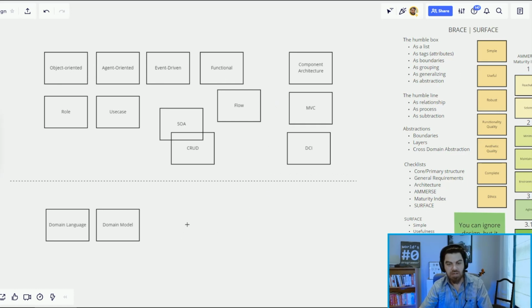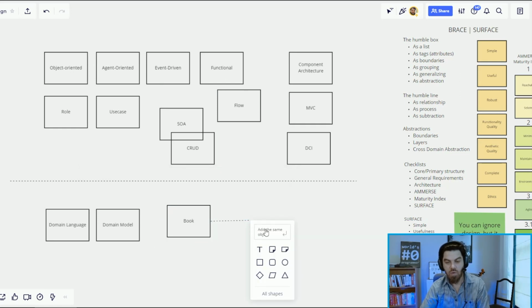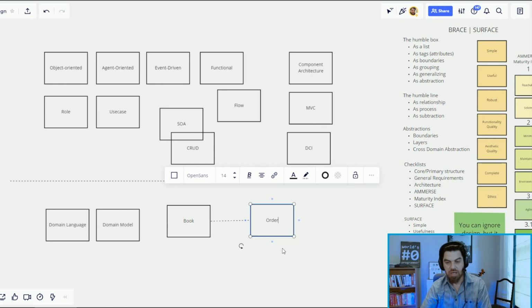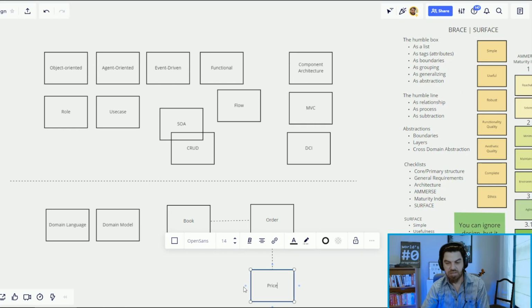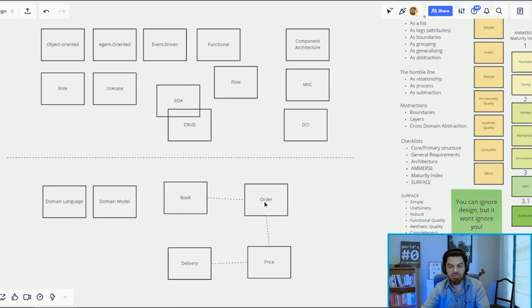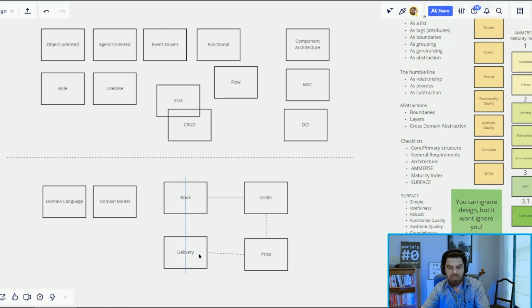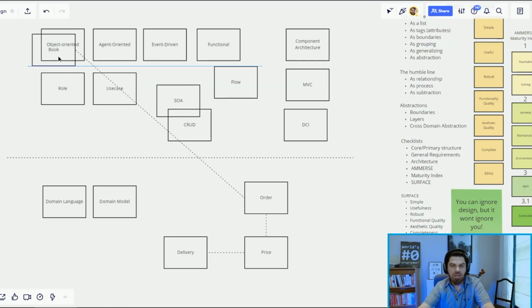So, how do we reason about a domain if we've got a term like book, and let's say an order, and let's say price and delivery, and we're doing all these kinds of things with a domain view of the world? How do we reason about these things and the relationship and the flow and the order? One could say that in an object-oriented approach, I've got a book, that's great. I could have some behavior on it, book.order, something like that.